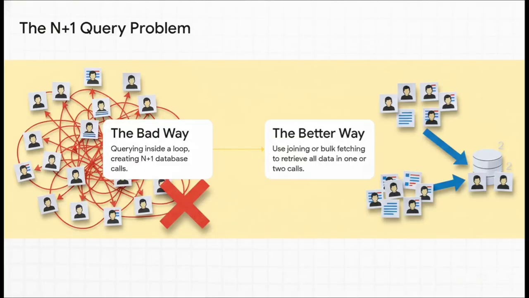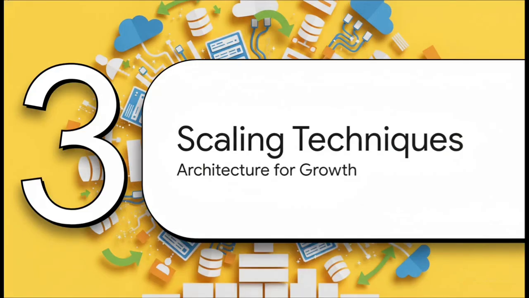Now this is probably one of the most common performance killers you'll ever see. It's called the N+1 query problem. So the bad way is you grab a list of 10 blog posts, that's one query. Then you loop through them, and for each post you run a new query to get the author's name. That's 1 plus 10, 11 queries. The better way is to grab the posts and then grab all 10 authors' names in one single bulk query. 2 queries instead of 11. Huge difference.